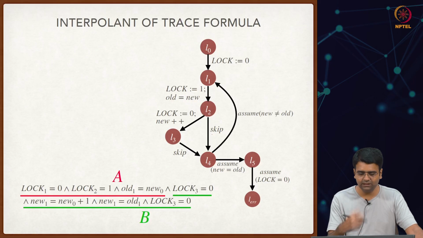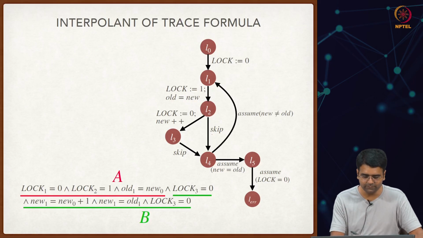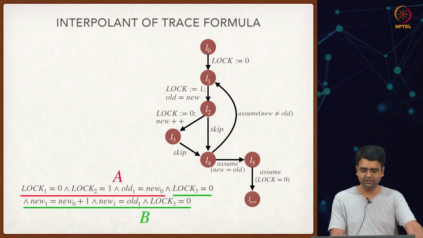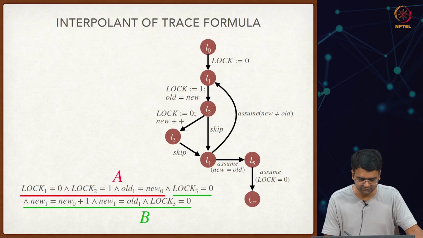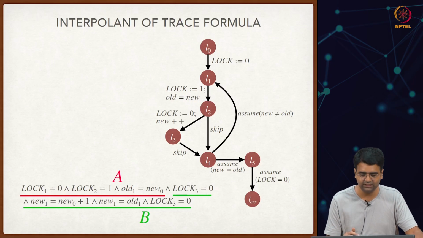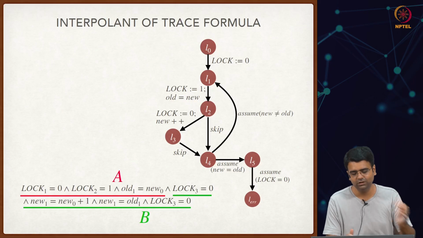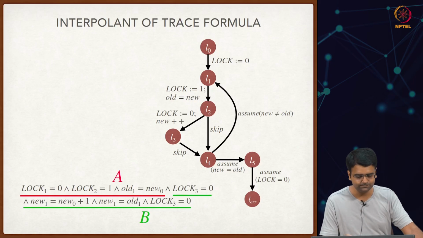Let us consider another partitioning of the trace formula. Let us suppose I partition the trace formula in this fashion. Okay. So now the size of the formula A has decreased, but the size of formula B has increased. So again this A and B is unsatisfiable because the entire trace formula is unsatisfiable. So again I ask, what variables can be present in the interpolant? Remember, an interpolant always exists. No matter how I partition this trace formula, an interpolant will always exist.